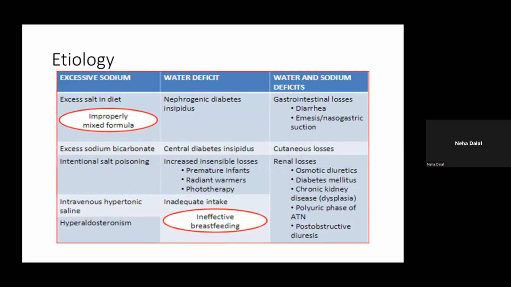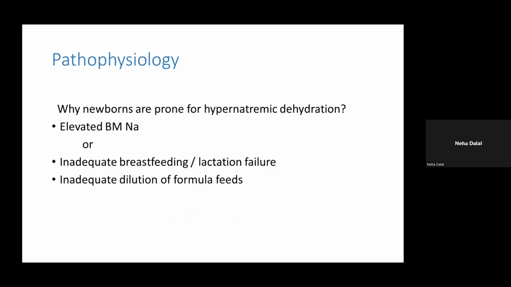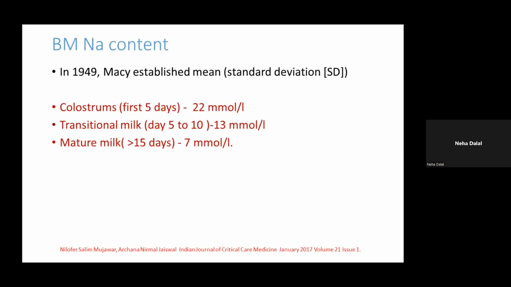Other causes may be inadvertent intake of high soda bicarb or high osmotic fluids. Why is it that most of the time term babies who are exclusively breastfed are more prone to hypernatremic dehydration? First and foremost is inadequate breastfeeding or inadequate latching. Second, the breast milk may contain more sodium, which we'll see in further slides, and inadequate dilution of formula feeds leads to further problems.